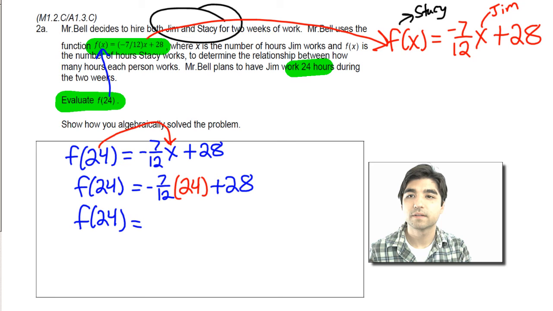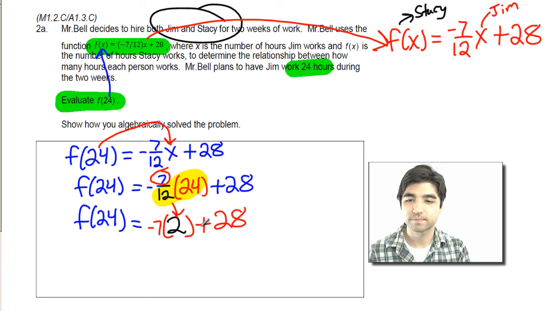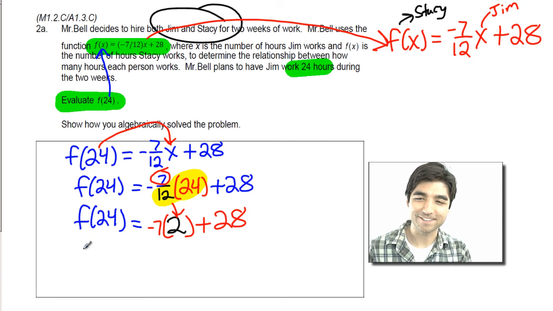Let's actually do that math. So how you do this math is you have to take 24 divided by 12 is how I usually do it first. So 24 divided by 12 is 2, and then you take it times the top number here. So 2 times negative 7. So 24 divided by 12 equals 2, and then you take it times the top number, which is the negative 7. Plus 28. Just ask me a question if I just lost you right there.